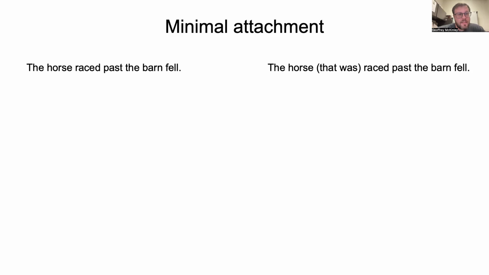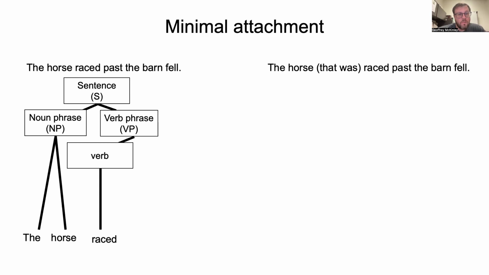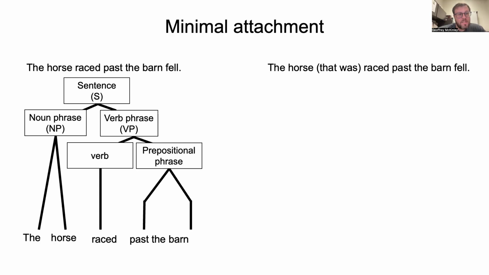However, if you're reading this sentence for the first time, the horse raced past the barn fell, what you're going to do is build a syntax tree. You're going to do it online as you're reading the sentence, and in a bottom-up fashion. So you hear the horse, that's a noun phrase, and noun phrases usually belong to sentences. Raced, that's probably a verb phrase. And then past the barn, that's a prepositional phrase that belongs to the verb phrase.